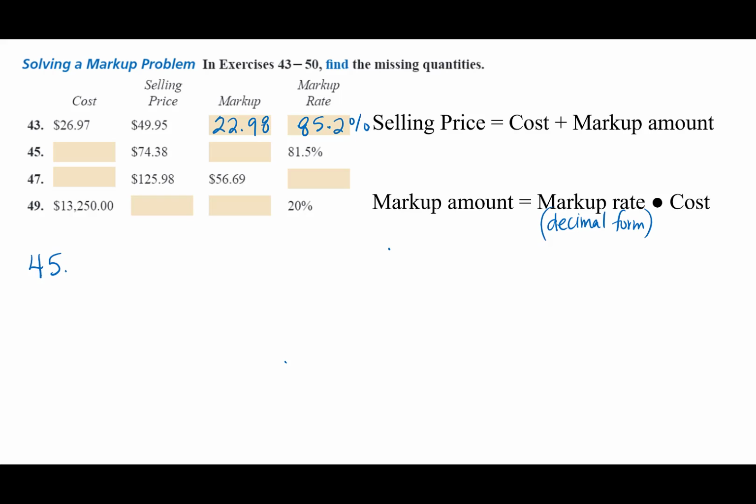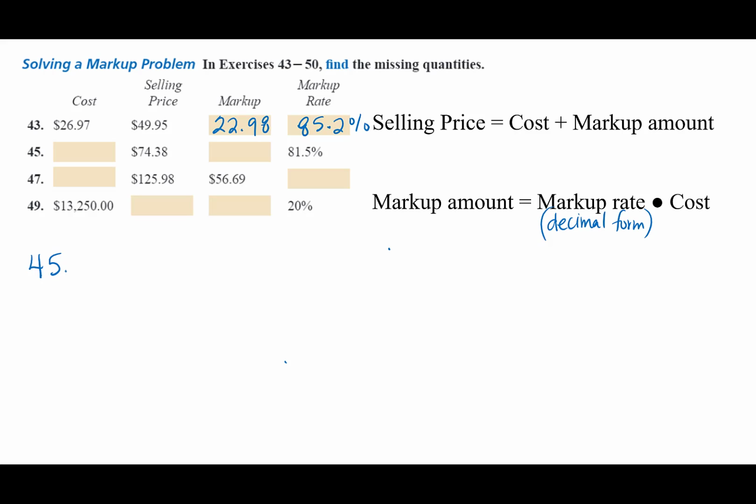Okay, let me show you another one. Question 45 is going to be different than 43 because we were given two different quantities, and now we have to find the cost and the markup amount. So we're still going to use these formulas off to the right, and we're going to figure out how we can start with these two pieces of information and come up with the missing parts.